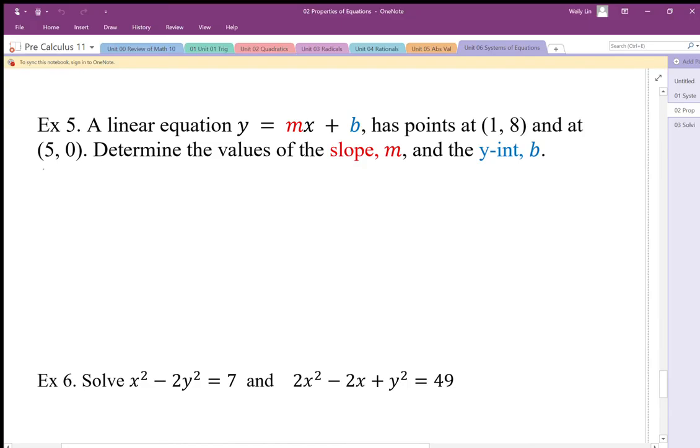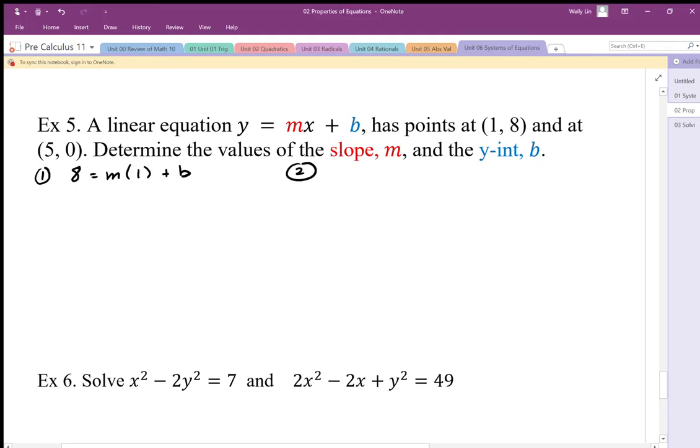So I'm going to do this as a system of equations. I'm going to set up my system. Equation 1 is going to use the 8 and 1, so y equals 8 when x equals 1. Okay, so there's my two variables, m and b.